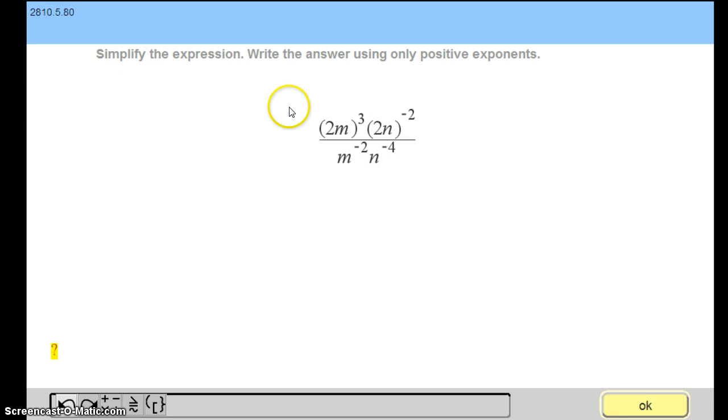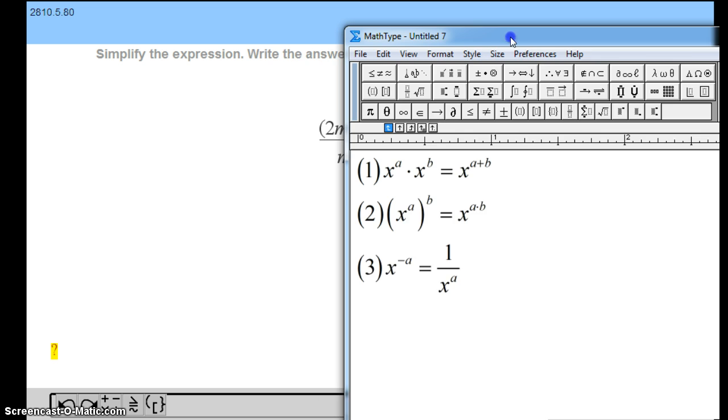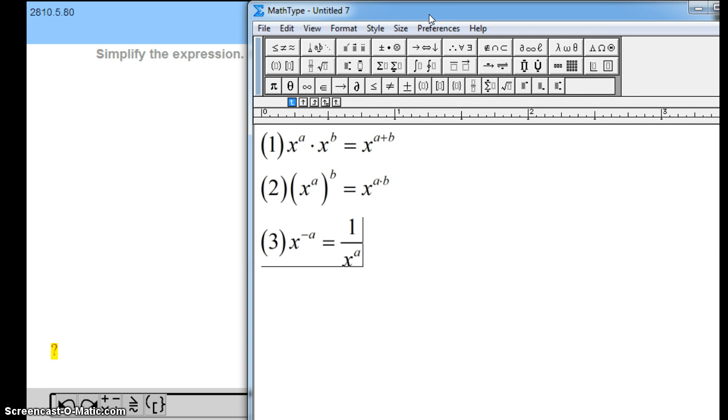This video is on mixed exponent rules, and generally we want to simplify the expression, writing the answer using only positive exponents. And for this, you're going to need to know these exponent rules. These are the three exponent rules we like to think about.